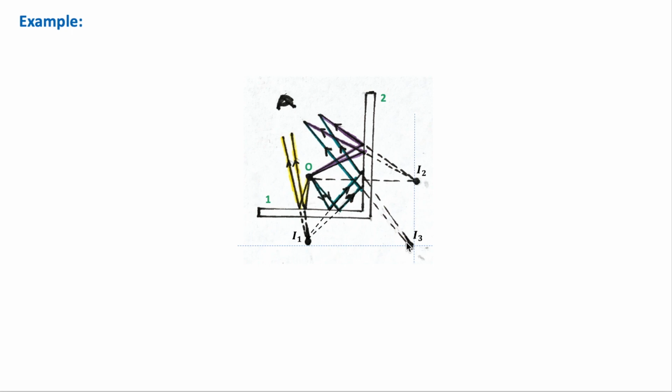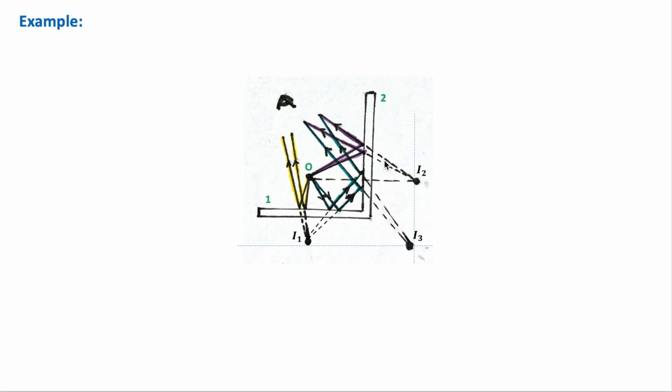So you can see that the image I1 is the image of the object in mirror 1, right? And it is a result of extending the yellow and green rays, and they meet at I1. And also I2 is the image of the object in mirror 2. Okay, and we can find it from extending these purple reflected rays.